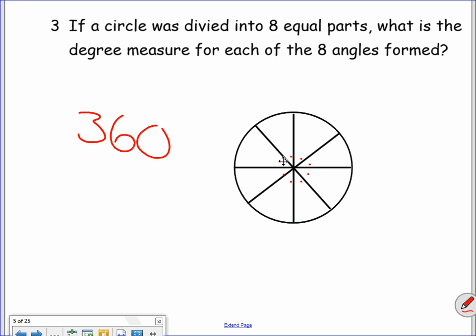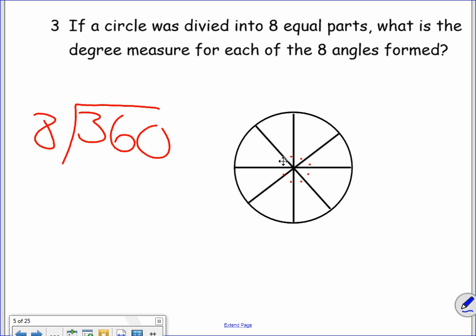Now we're going to divide it by 8. 360 divided by 8. So what does each one of these things equal? We're going to have to do some long division here, something we haven't practiced a whole lot this year, so just follow along with me. When we're working with this in class, I'll probably let you use a calculator just to help you out, because it's really important that you understand the concepts.